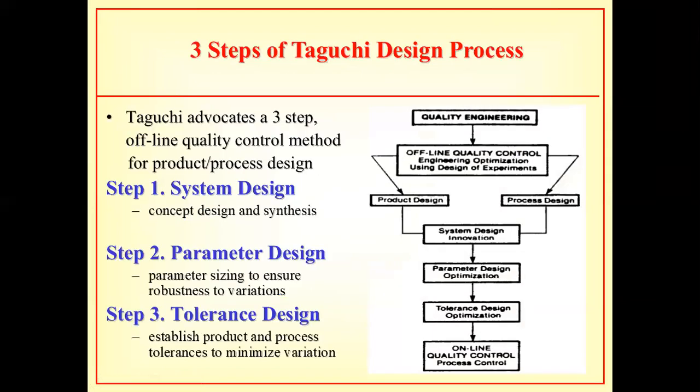Then comes the process. So this quality engineering that Taguchi has mentioned, his analysis basically involves three steps: system design, parameter design, and tolerance design. Whether you are going for a product design or a process design, the steps are the same: system, parameter, and tolerance design.